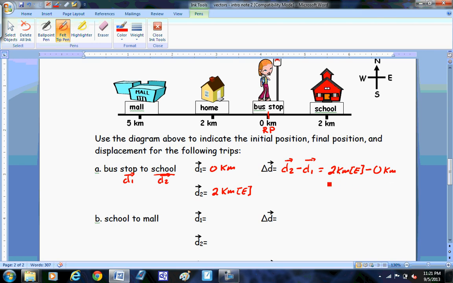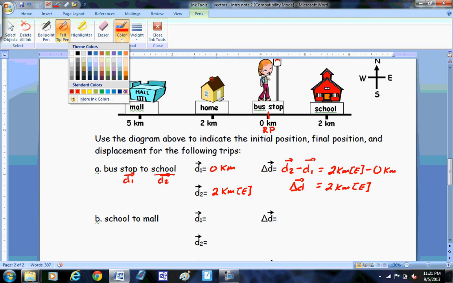And when I do the mathematics here, we'll find that my change in position is 2 kilometers east of where I started. So again, that's my change in position. I went from here to here, bus stop to school. All right, let's look at another example.